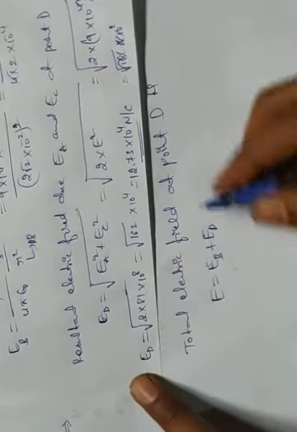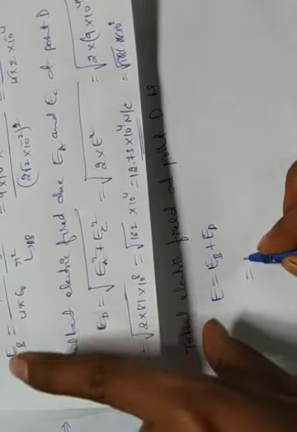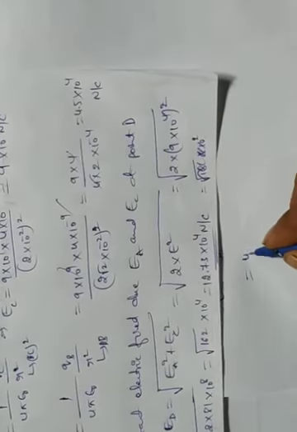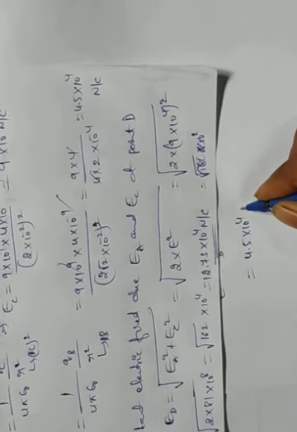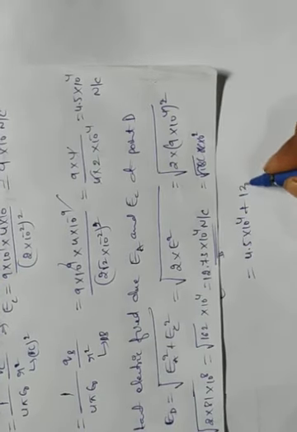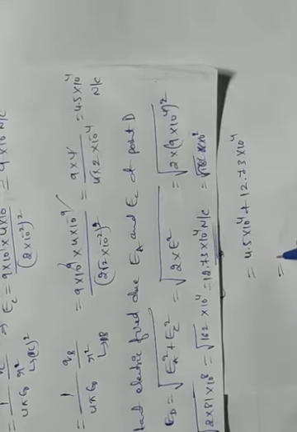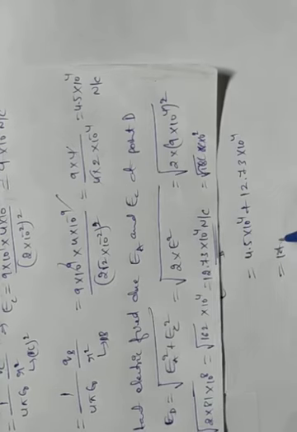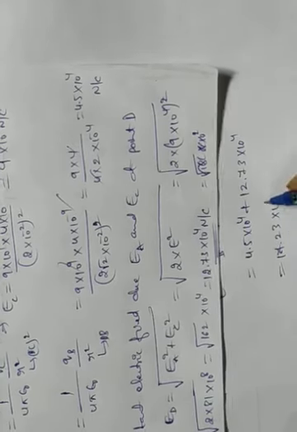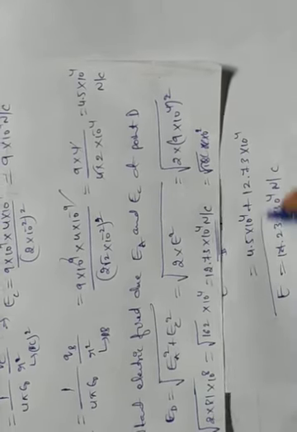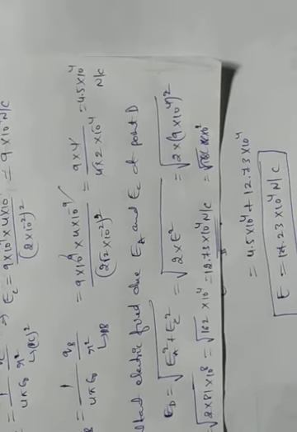EB we have already found, the value is 4.5 into 10 power 4, plus ED, which is 12.73 into 10 power 4. If we add these two, we get 17.23 into 10 power 4 Newton per Coulomb. So this is the total electric field at the point P due to the charges placed at the corners of the square. So this is the total electric field.